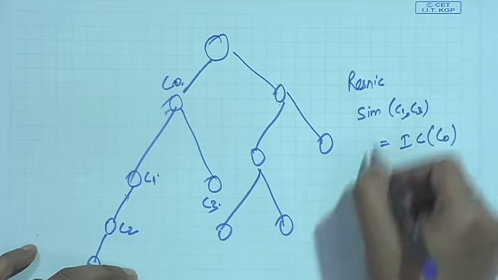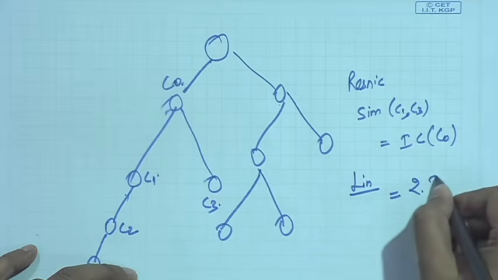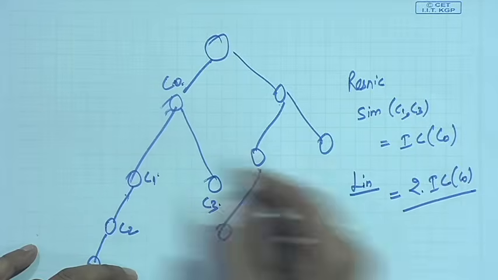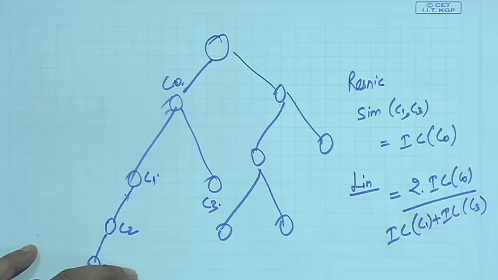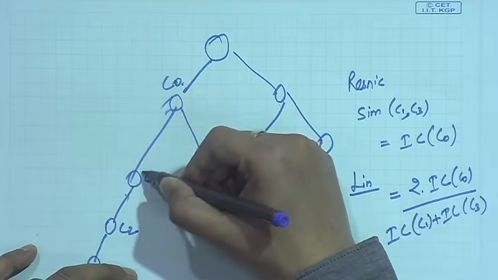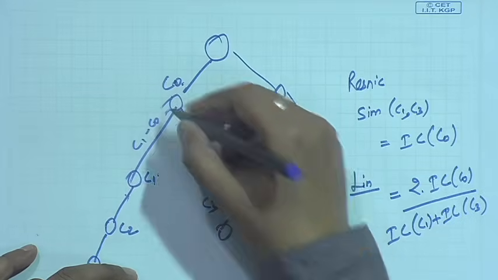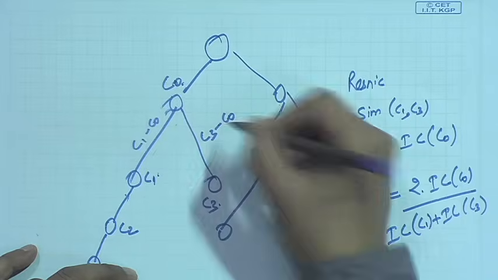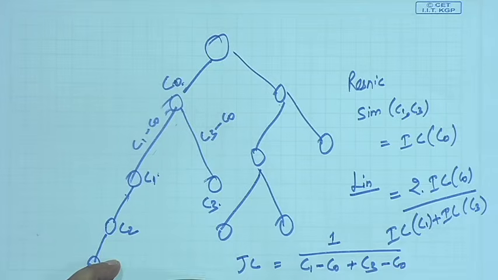As per Lin similarity, this would be 2 times the information content of C0 divided by the information content of C1 plus the information content of C3. Now, in JC similarity, what you would do is find out the distance. This distance is nothing but C1 minus C0, and this distance is C3 minus C0. So, for JC similarity, it will be C1 minus C0 plus C3 minus C0. This is the distance between the two concepts, and similarity would be 1 divided by that.